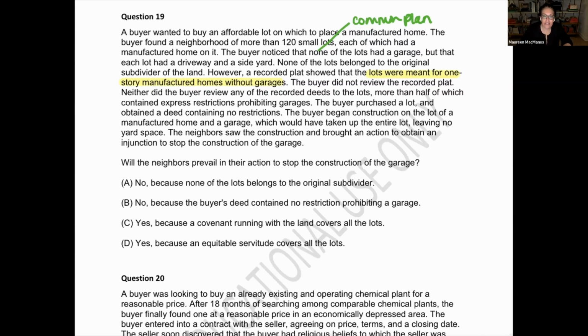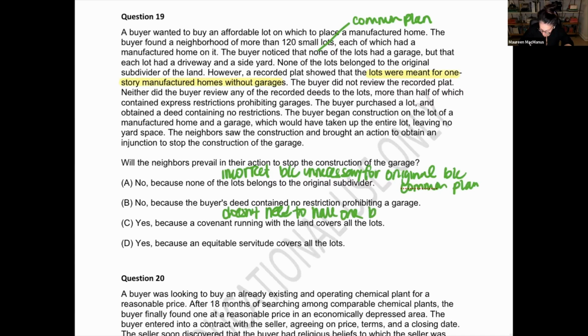A, no, because none of the lots belong to the original subdivider. This is incorrect because it's unnecessary. This overstates the law, for the original subdivider to be involved, because there's a common plan. B, no, because the buyer's deed contained no restriction prohibiting a garage. It doesn't need to have one because there's a common plan. Okay, the difference between C and D.